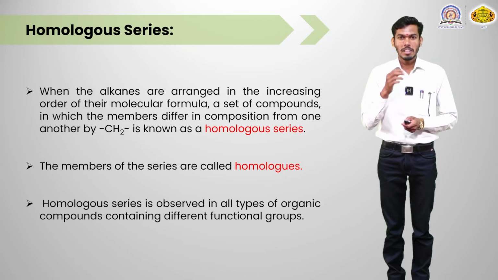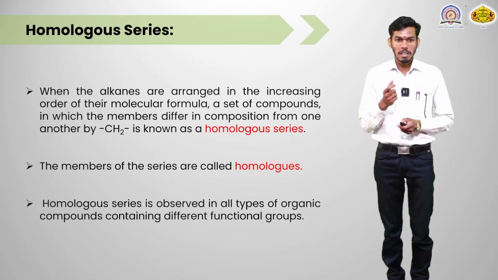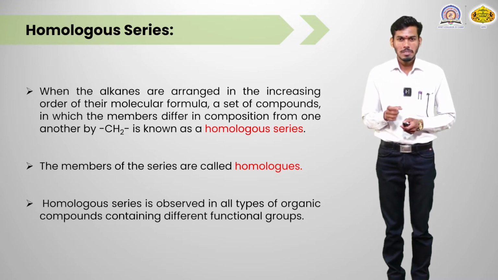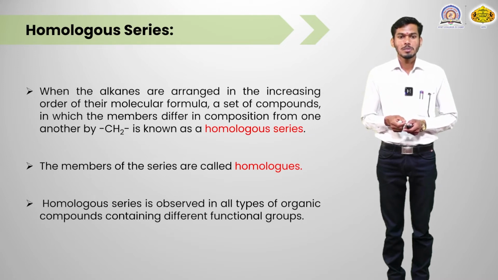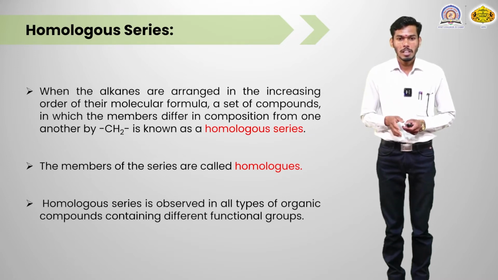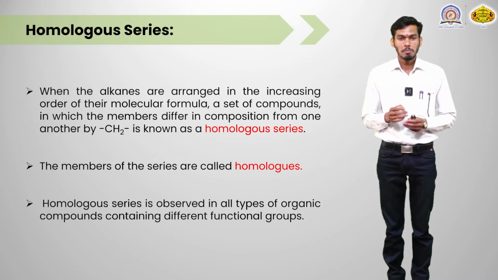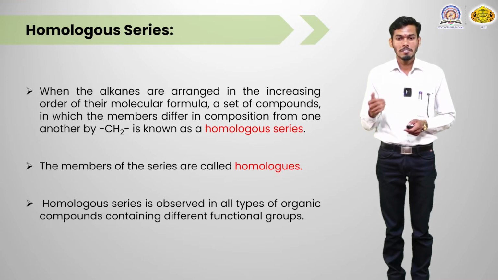In the alkane family the homologs differ by a CH2 group. In the alkene series a similar difference of a CH2 group will be observed, and the same for alkynes. The homologous series is observed in all types of organic compounds containing different functional groups. We have a number of functional groups such as alkanes, alkenes, alkynes, carboxylic acids, ketones, aldehydes, and so on, and all of these organic functional groups have homologous series.